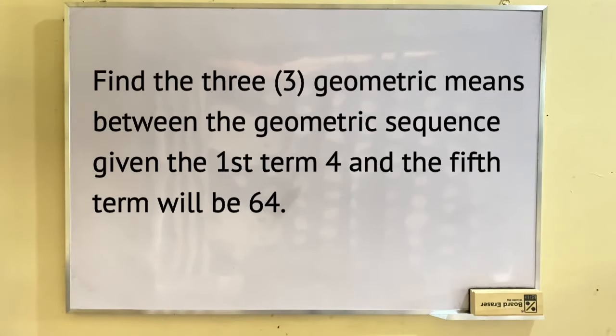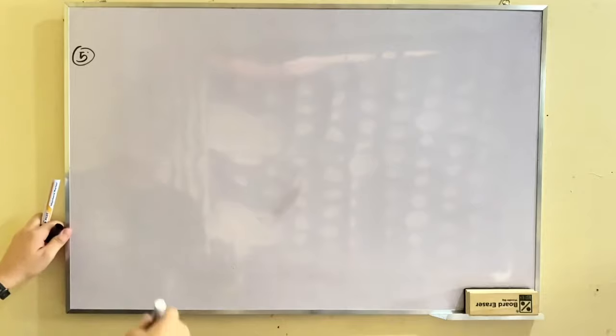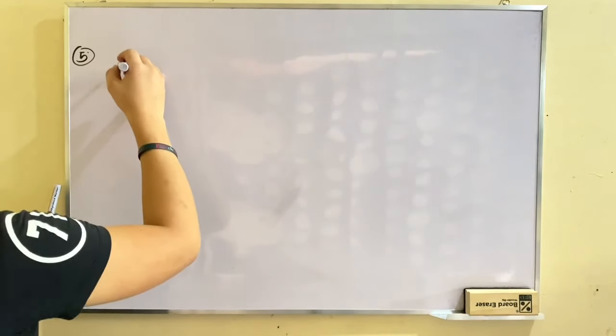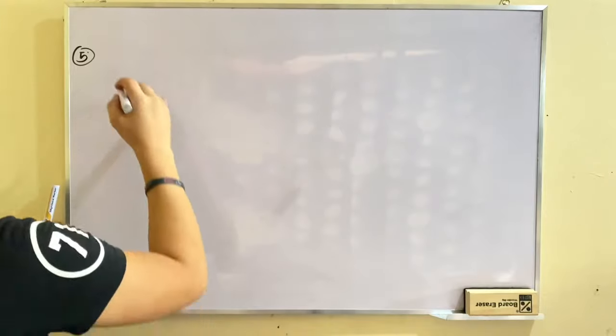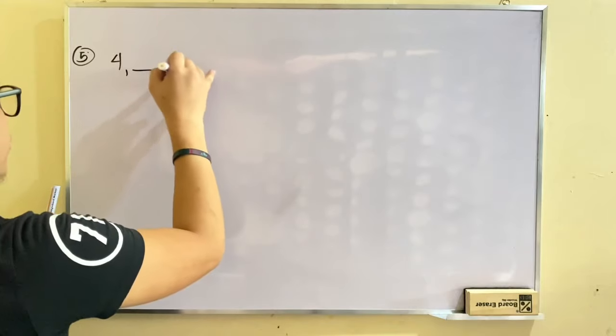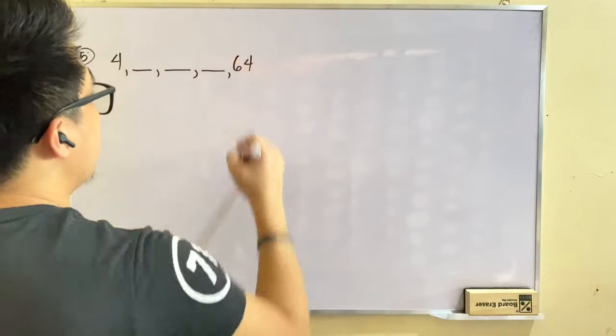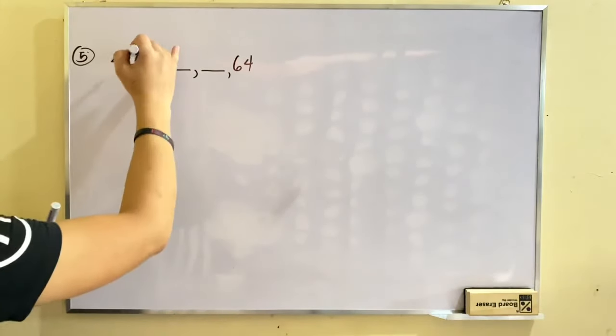Okay, next. So the problem will be find the 3 geometric means between the geometric sequence given the first term 4 and the fifth term will be 64. Based on the given problem, meron tayong makikita na geometric sequence. And ang hinahanap is yung 3 geometric means. So maaari tayong magsulat ng geometric sequence 4, then 3 geometric means, or ibig sabihin ng means is yung nasa middle between 4 and 64. So ito ngayon ang hinahanap.